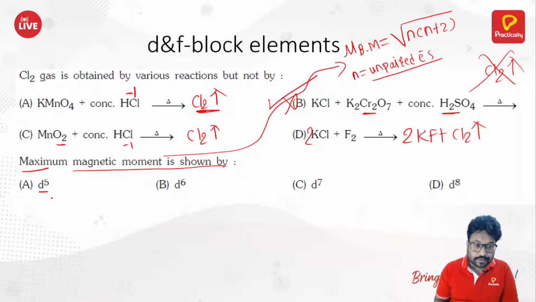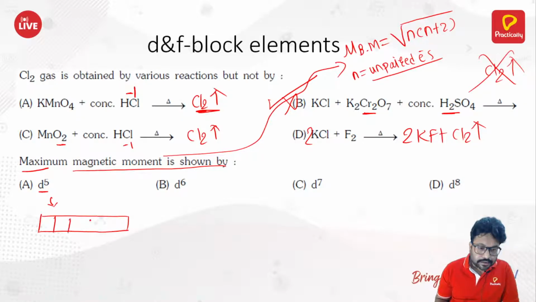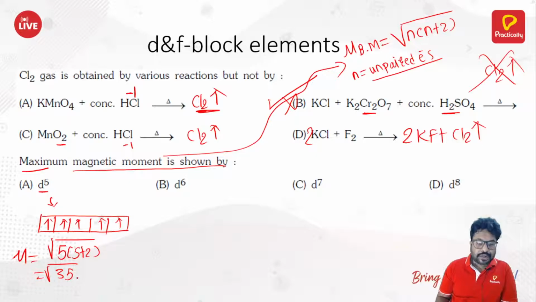First is d5. How do you write d5? 1, 2, 3, 4, 5. So you got 5 unpaired electrons, right? So N is equal to 5. You put the value of 5 into that. 5 plus 2, 5 plus 2 is 7. 7 into 5 is 35. So mu is equal to under root 35 BM.